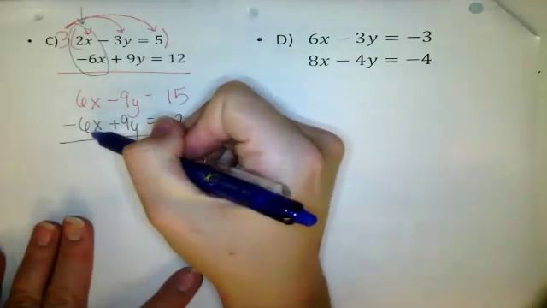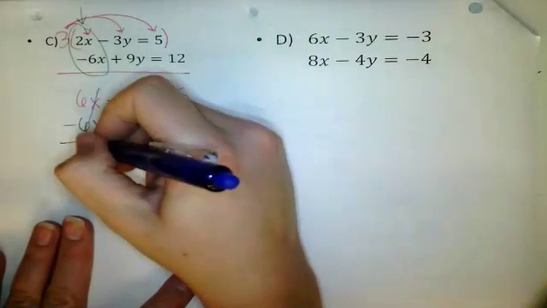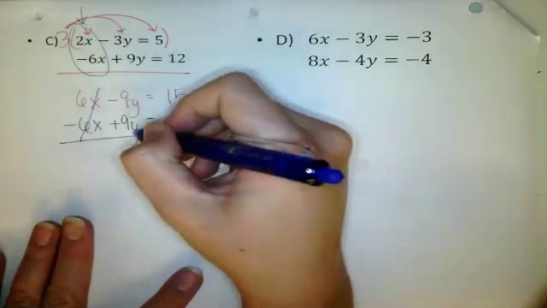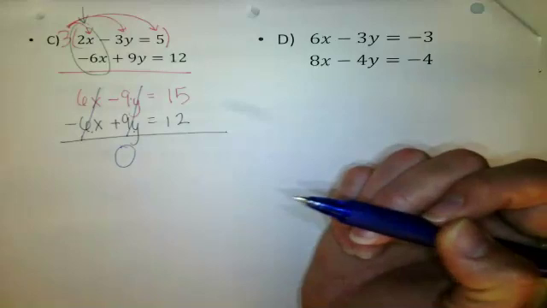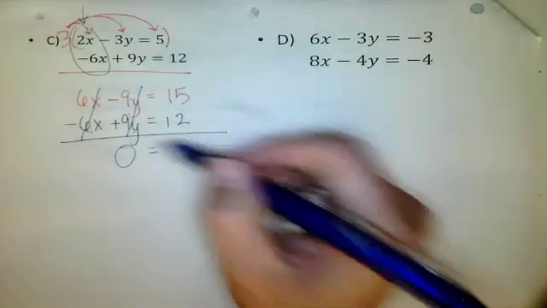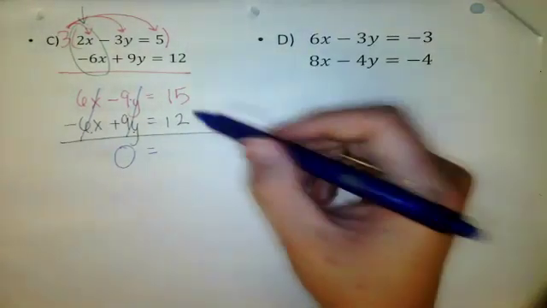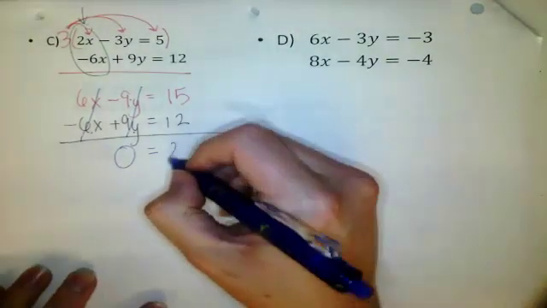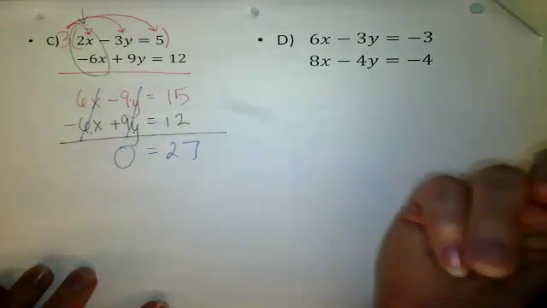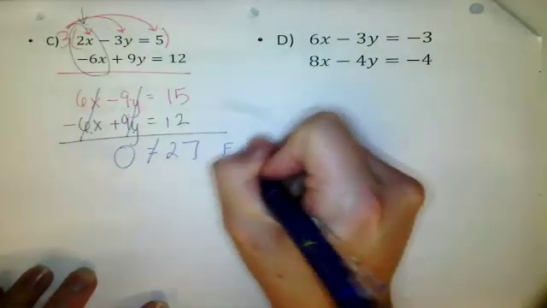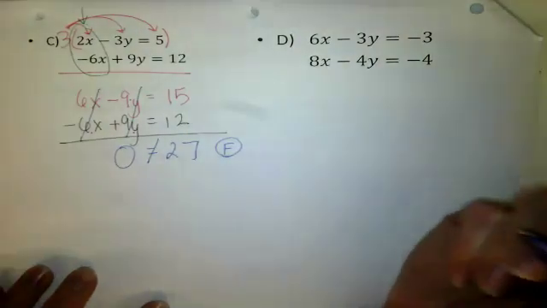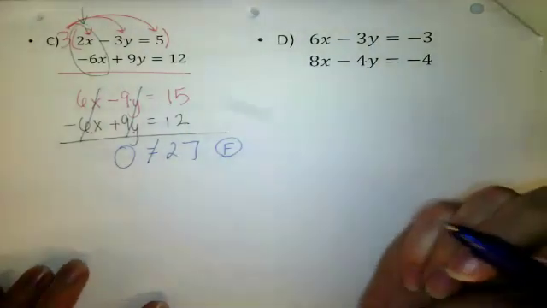Positive 6x and negative 6x, 0. Negative 9y and positive 9y, 0. You must put something. You have to have a number. The number is 0. What is 15 and 12? 27. Does 0 equal 27? No, not on Earth. This is a false statement. What do you suppose happens when we have a false statement?